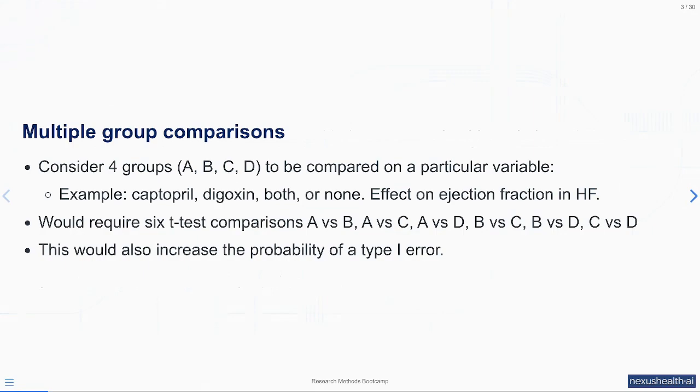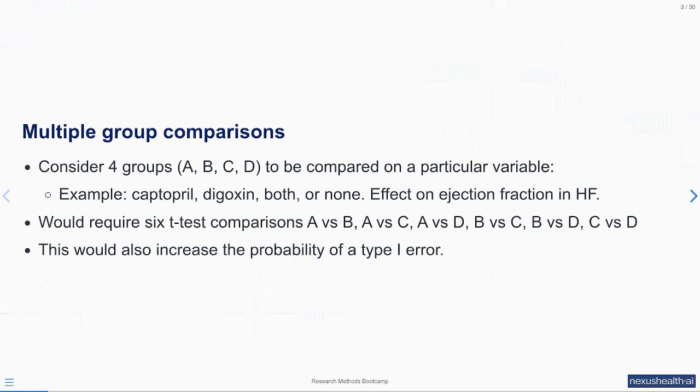Consider that we have multiple group comparisons to be done. We're comparing 4 groups on a particular variable. So for example, we have 4 groups consisting of those who took captopril, digoxin, both drugs, or no drug. And the effect that we're looking at is the effect on ejection fraction in heart failure.